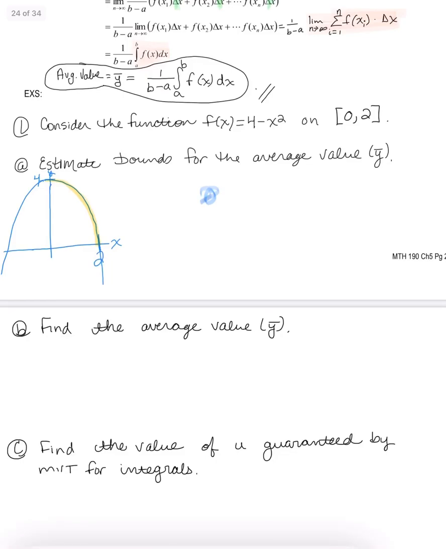So here's what I know before we get started: my average value when I am done ought to be between 0 and 4. If it's not, that's a red flag. I've done something wrong. Now let's actually find that average value.